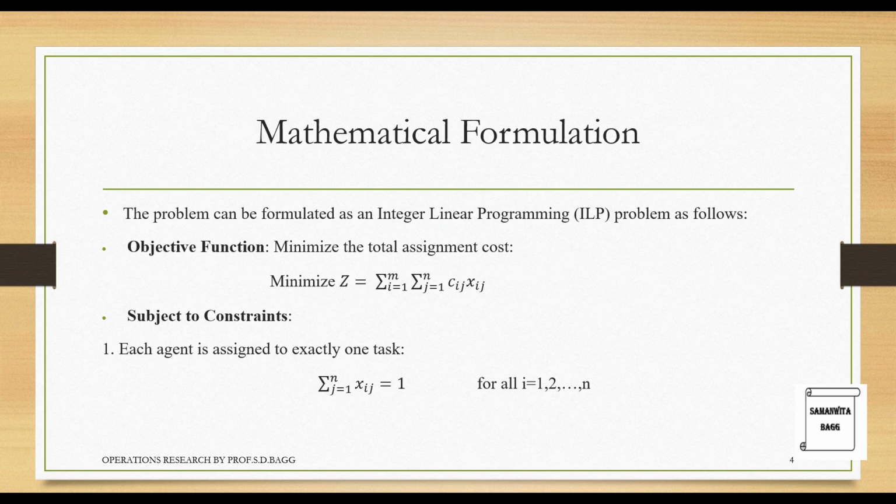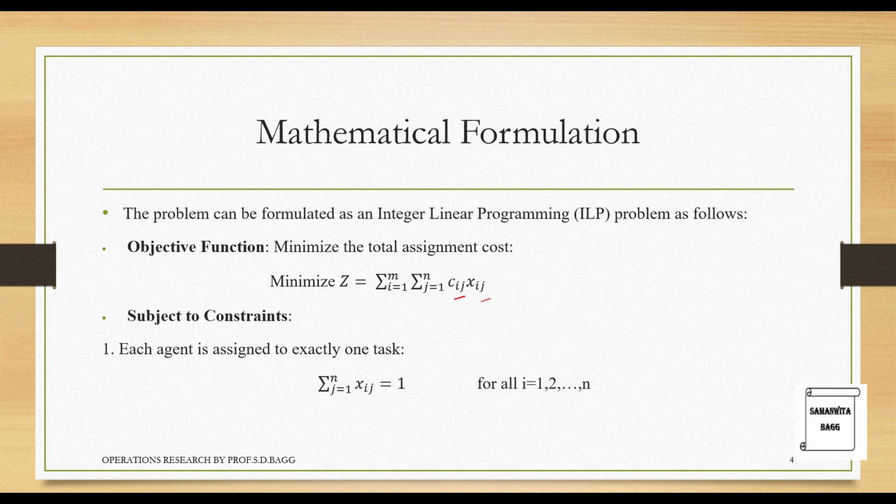Mathematical formulation: the problem can be formulated as an integer linear programming problem as follows. Objective function: minimize the total assignment cost. So you'll minimize Z, which is the summation over i from 1 to m and summation over j from 1 to n of Cij xij, where Cij is the cost factor and xij is the decision variable. i and j are the number of agents and the tasks to be allocated.